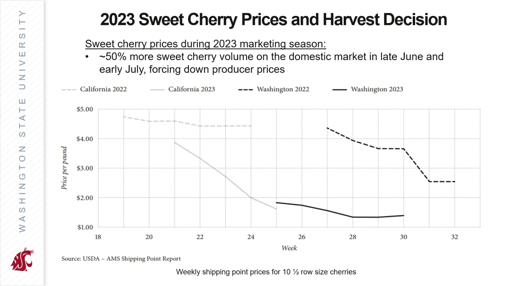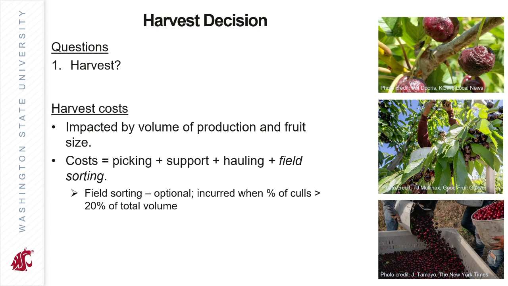You all know better than me what happened in 2023. California was late. Prices went down in California and went even lower in Washington. This is information from the USDA Agricultural Marketing Service on how prices varied in those weeks of 2023. This study's goal was to determine: is it a good decision to harvest? At what point is it still profitable or not profitable to harvest?